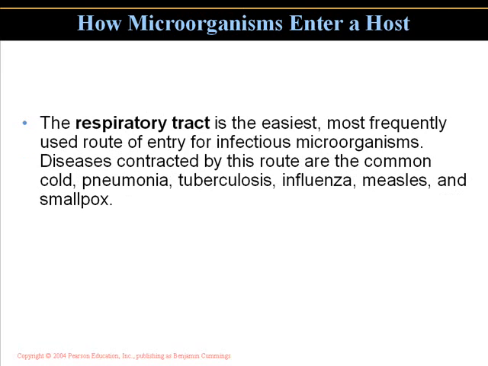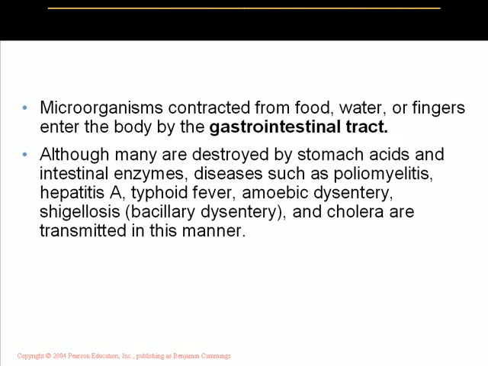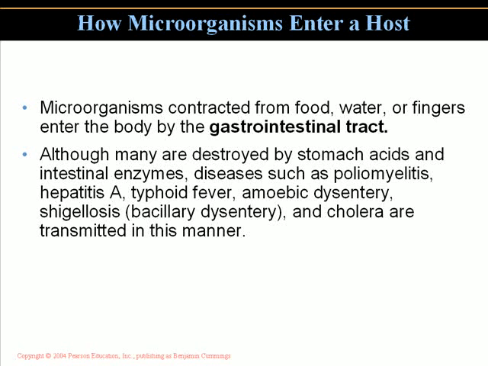The respiratory tract is the easiest, most frequently used route to enter into the body by infectious microorganisms. Diseases contracted by this route include the common cold, pneumonias, tuberculosis, influenza, measles, and even diseases such as smallpox, though we haven't seen any cases of smallpox in our country since the 1960s. It's transmitted by droplet transmission, so we see that as an infectious organism that can pass through that route as well.